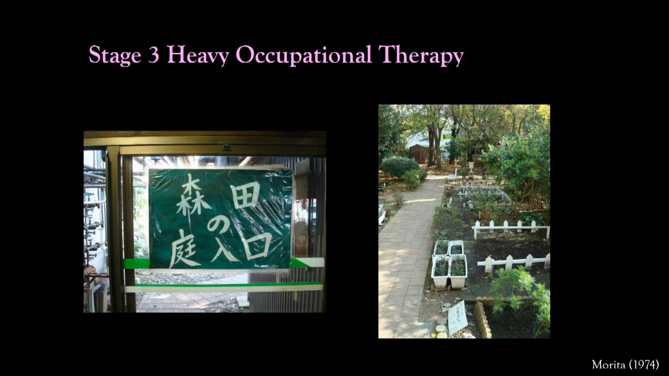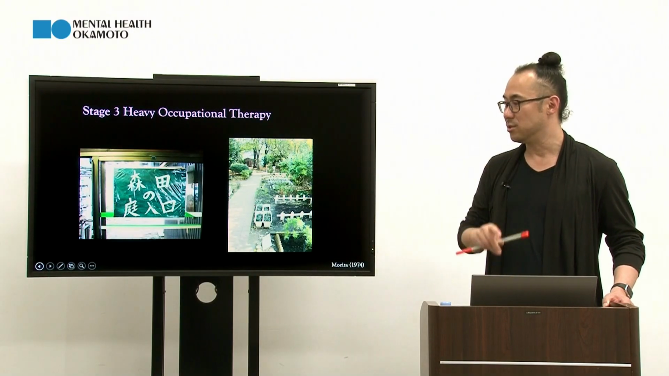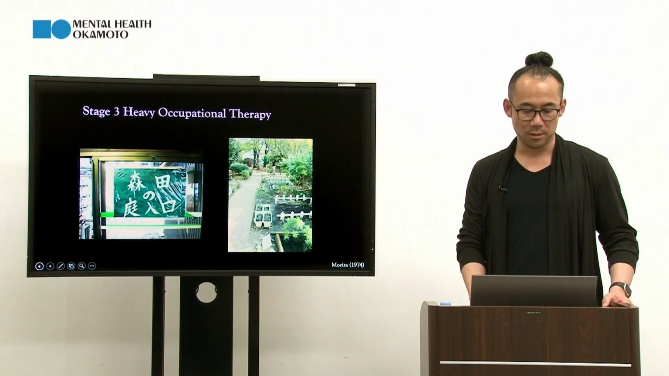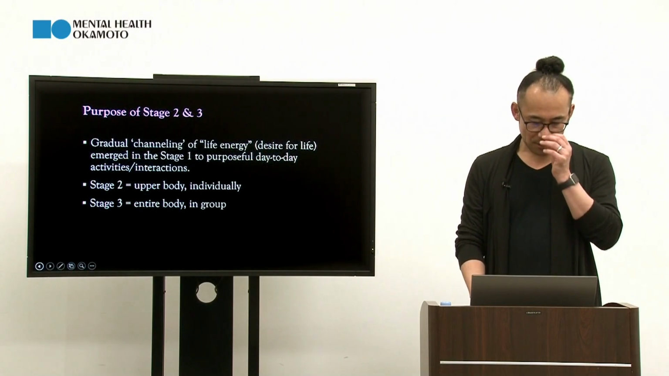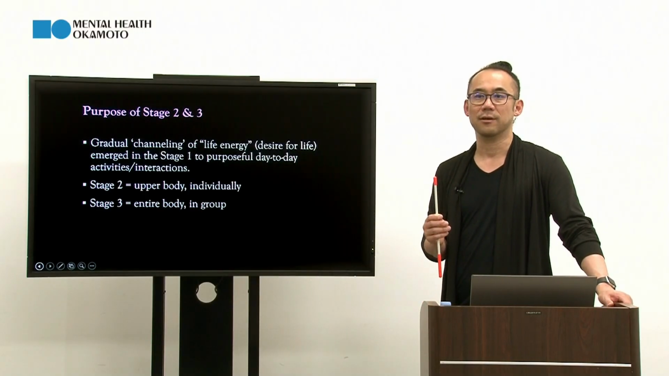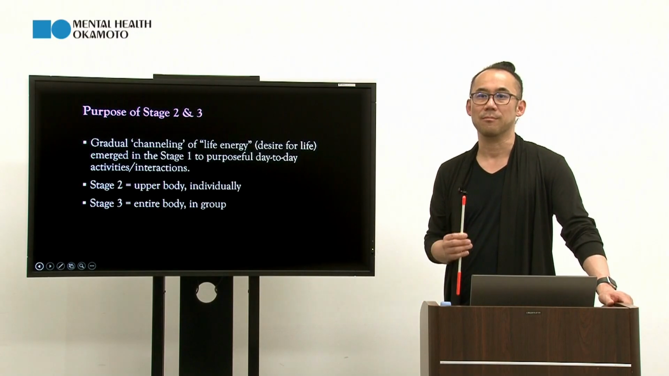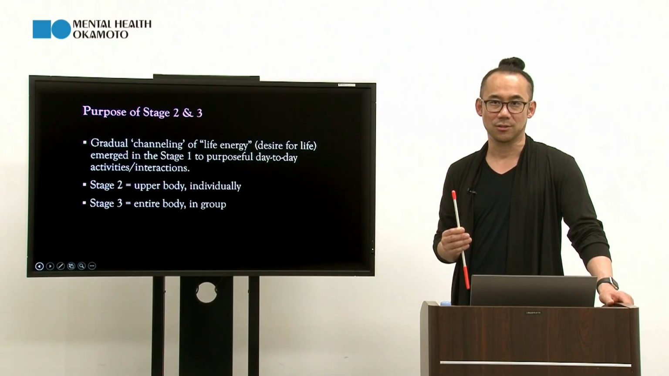And in stage number 3, we will introduce heavy occupational therapy. So this is a garden in the GK University Center for Morita Therapy, courtesy of. So this is a garden in which the Morita patients and clients are doing occupational therapy. The purpose of stage 2 and 3 is the gradual channeling of life energy, as I mentioned, desire for life, emerged in stage 1 to purposeful day-to-day activities and interactions.